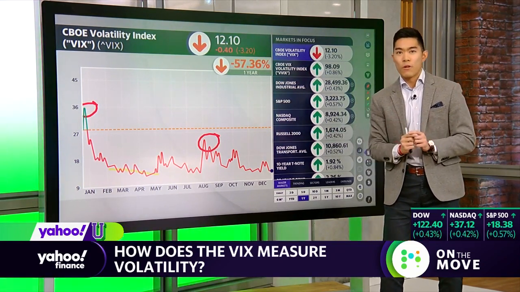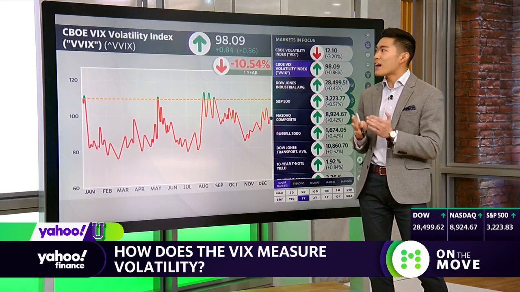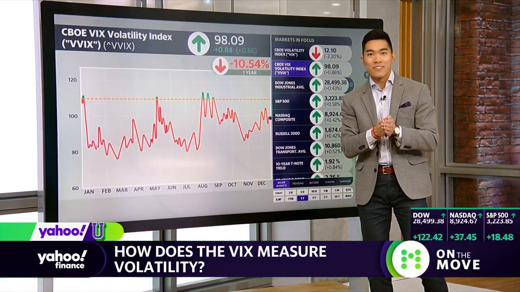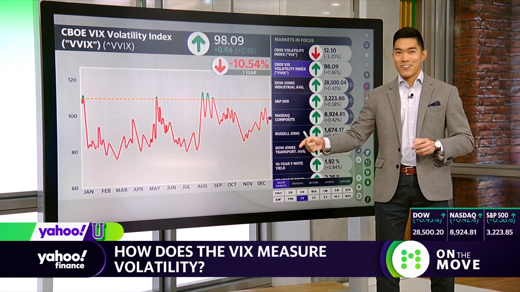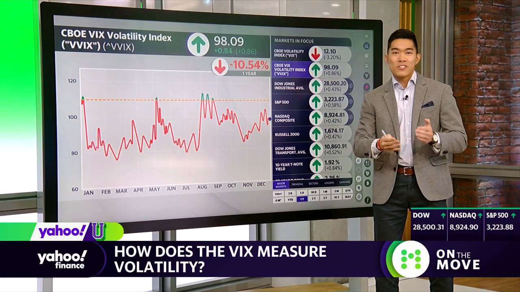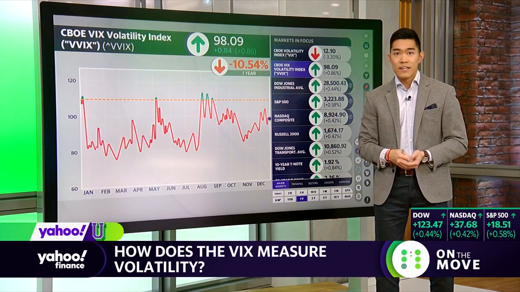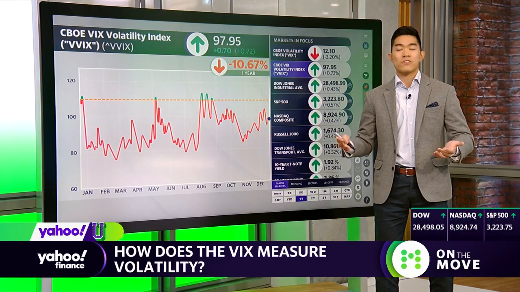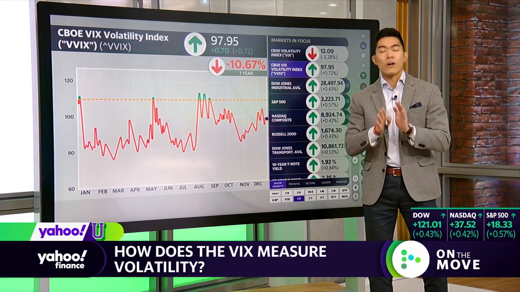Now, something really cool about the VIX is that there's actually levels. So let me show you this right here. This is the VVIX, the CBOE VIX Volatility Index. Now, this measures the volatility of the volatility that I just showed you. So just like how the VIX uses options to figure out expected volatility in equities, the VVIX measures VIX options to measure expected volatility in, well, volatility. Are you following this? Okay, well, so here's how it works.